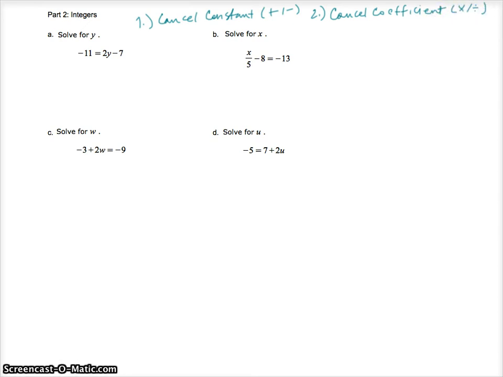Alright, let's look at the first problem. Here it says negative 11 equals 2y minus 7. So I want to first split my equation in half. And now I need to think undo or cancel the constant. Well, this is my constant, so I'm going to undo that first. It's subtraction, so the opposite of subtraction is addition. So I'm going to add 7 to both sides.